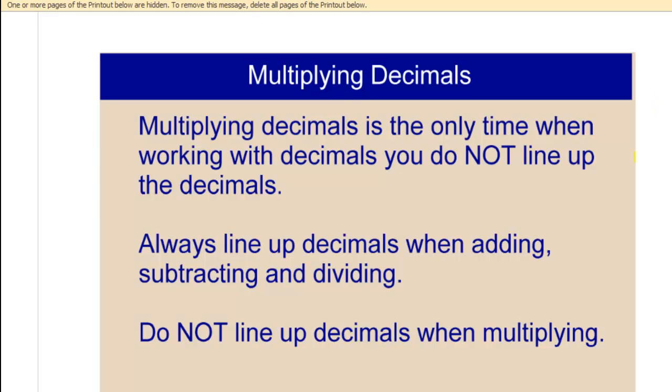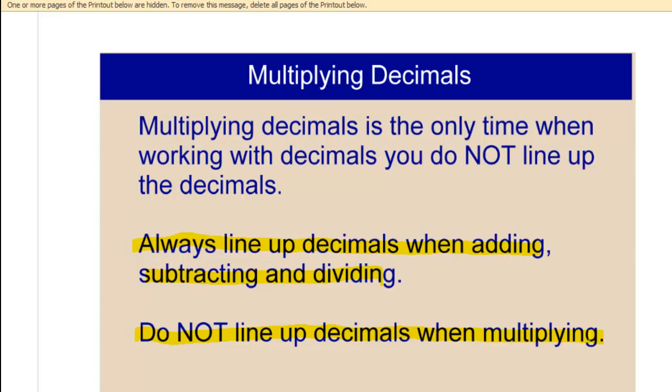When multiplying decimals, the key is to not line up the decimals, unlike when you add, subtract, or divide. So you're always lining up your decimals when adding, subtracting, and dividing, but you never line up your decimals when multiplying.